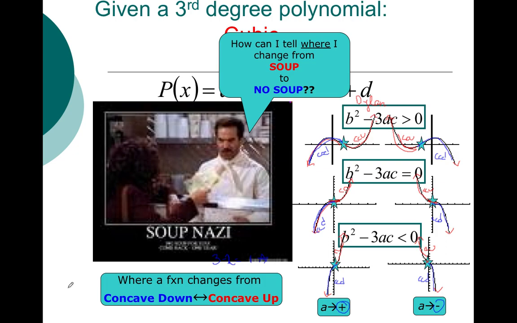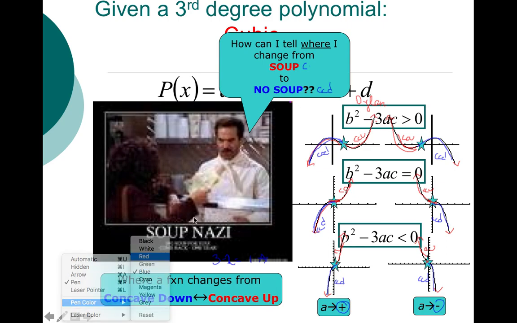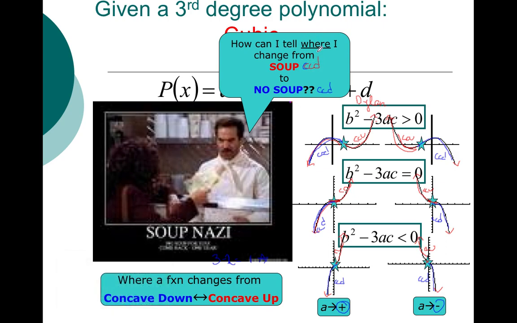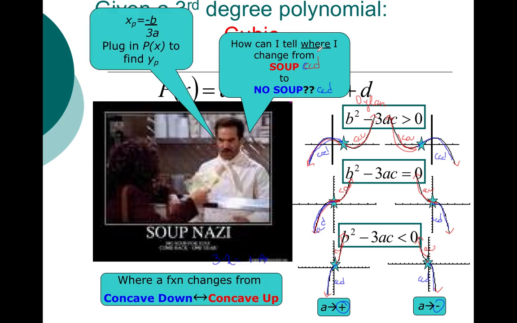Where do you change from soup to no soup, or from concave down to concave up? The x-coordinate of the POI is negative b over 3a, and then you plug that value into the polynomial for x, and you get the y-coordinate of the POI.